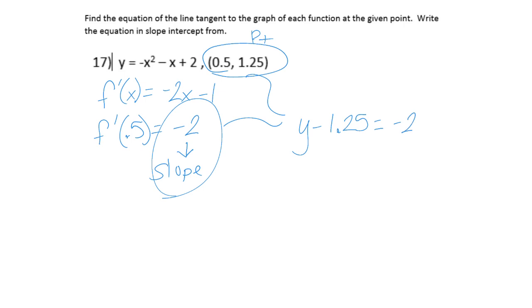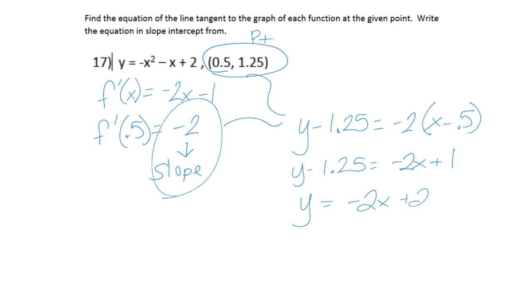The slope is -2. And then they did say that they want the final answer in slope-intercept form. All right, there we go.